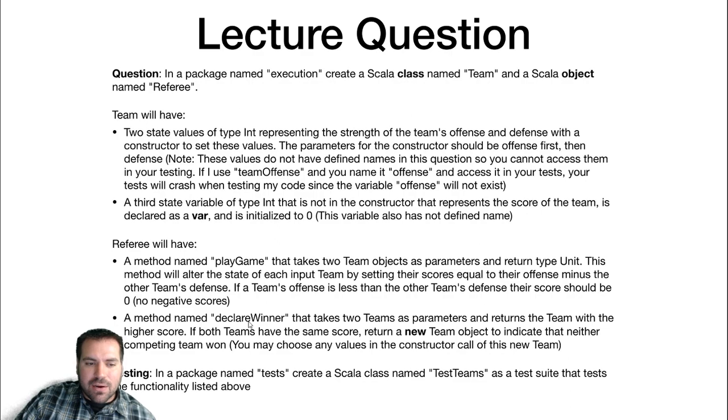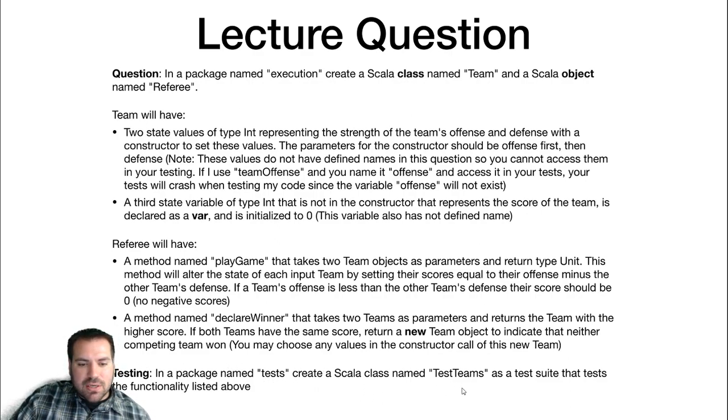And then finally, a declare winner method, again, takes 2 teams, compares their scores only, doesn't look at their offense and defense, compares their scores, and returns a reference to the team that has the higher score. If it's a tie, create a new team and return that team with any offense and defense and score that you want. Just some team that's not one of the 2 inputs, just to represent that neither of the 2 teams have won.